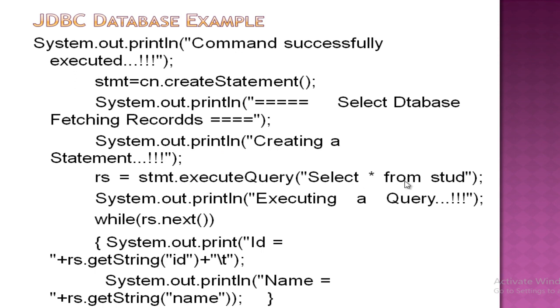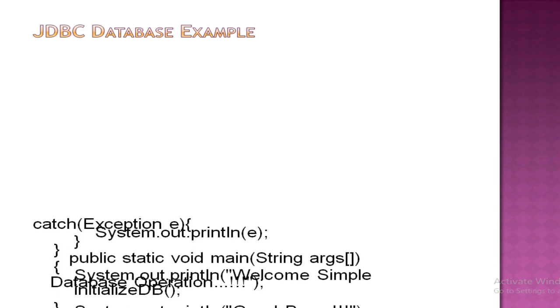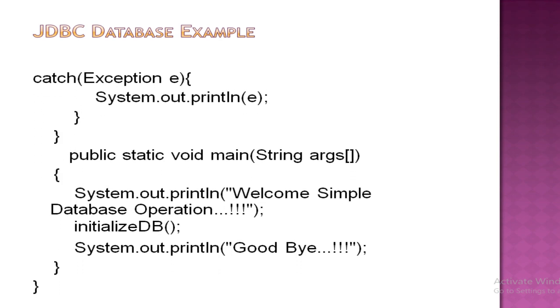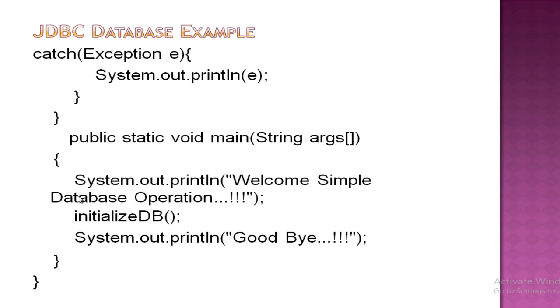And whatever queries we have written, right? So using this method, you have to remember such methods: executeQuery, getString, then createStatement, forName. So using these methods you can easily write the JDBC database example, right? And this is how we can catch the exception, right? So you can create the particular database connection.